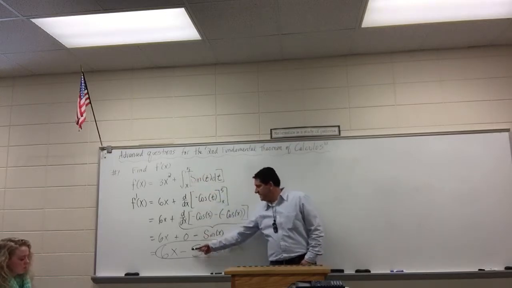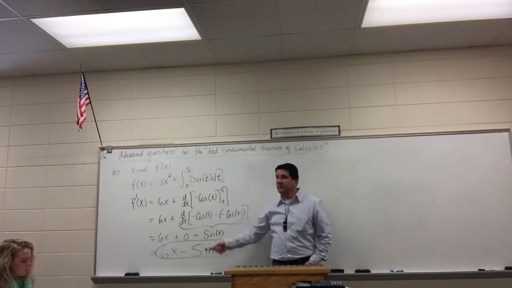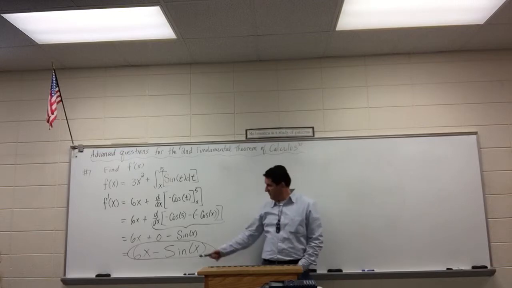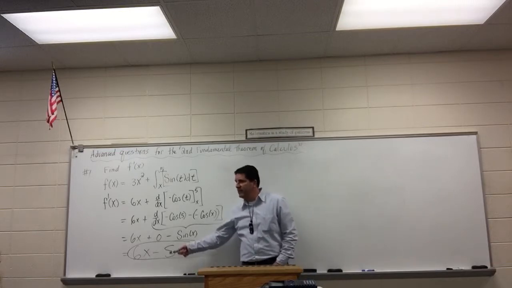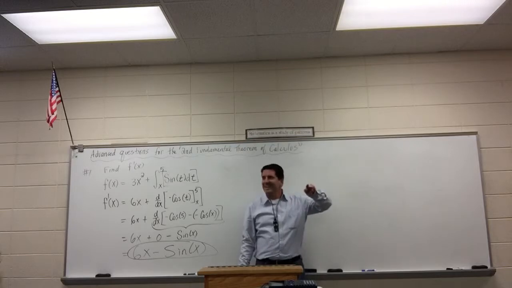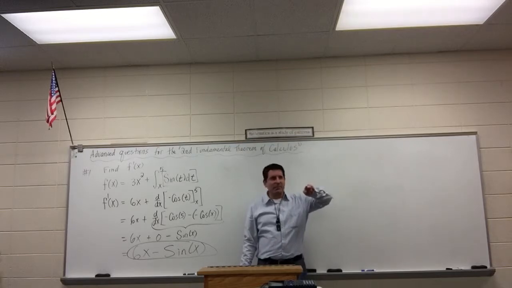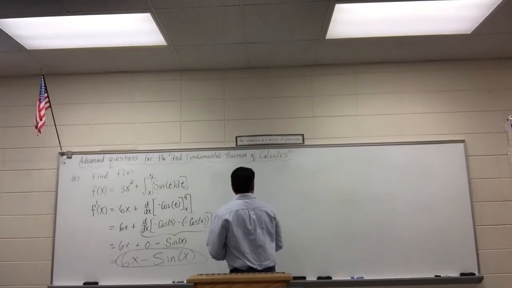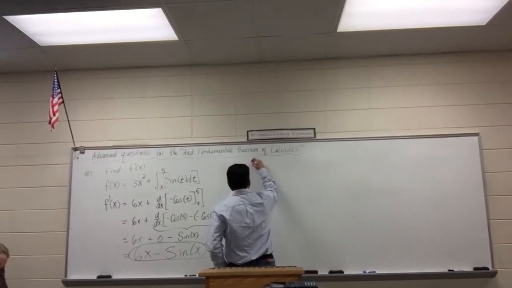Why does it make sense that this answer is the opposite of what we would have anticipated? Instead of doing f of b minus f of a, we did f of a minus f of b, and that's why we ended up with the opposite. So here's a rule. Let's write a rule.